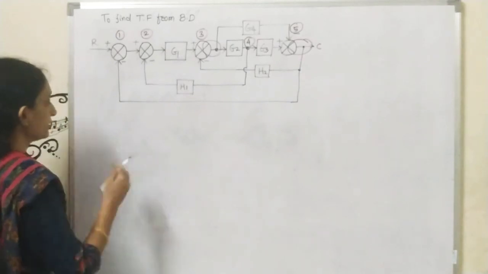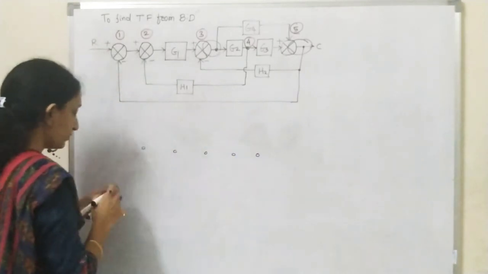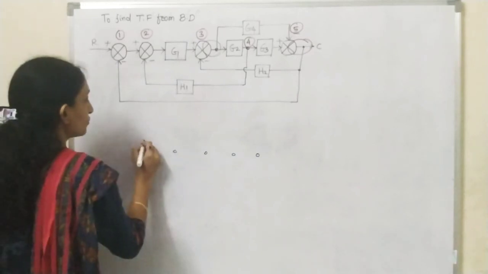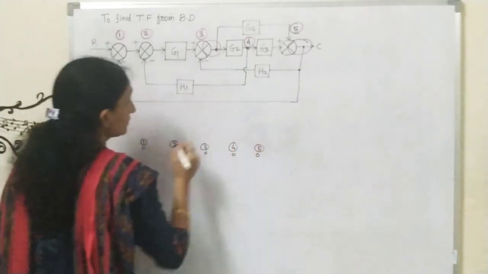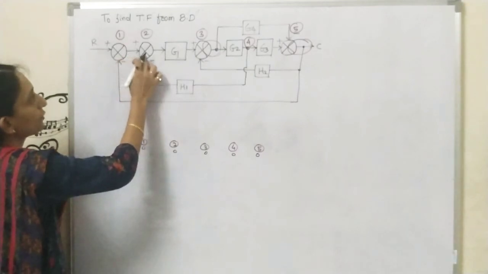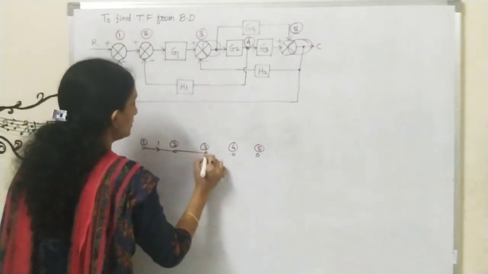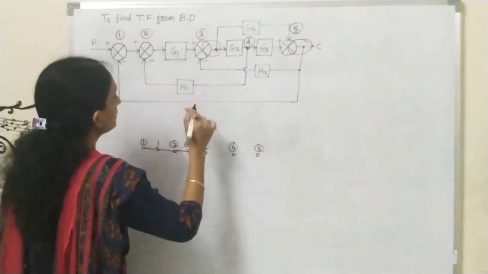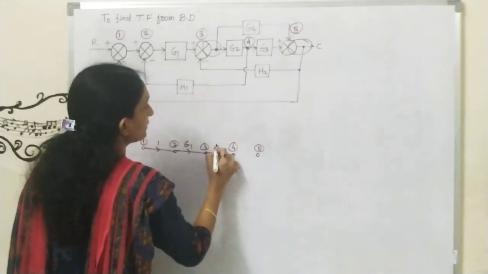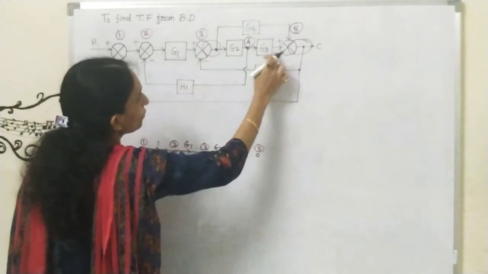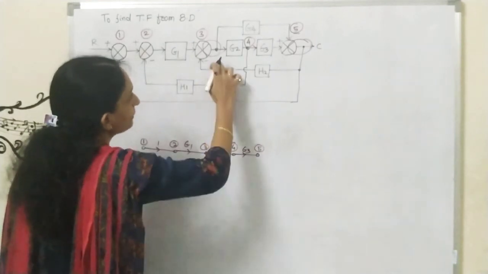See here, I will draw 1 2 3 4 5. So 5 nodes are there, and I will label them as node number 1, 2, 3, 4 and 5. Then I will start drawing the SFG. From node 1 to 2 there is nothing, so I will consider this as 1. From 2 to 3, G1 is there. Then from 3 to 4, look at this, the G2 block is there, so I will consider 3 to 4 as G2. Then from 4 to 5 you can consider this as G3.